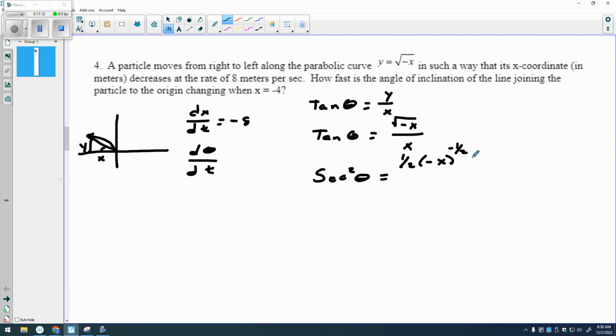Times the bottom. Oops, forgot one more thing. Right, so this is x to the 1/2. So the 1/2 comes in front, decrease the 1/2 by 1, leave the inside function alone. Multiply by the derivative of my inside function, which gives me a negative 1. Okay, derivative of the top times the bottom minus the top times the derivative of the bottom.